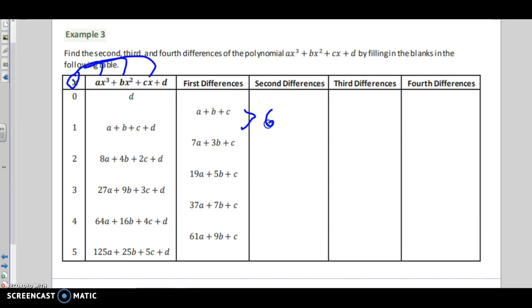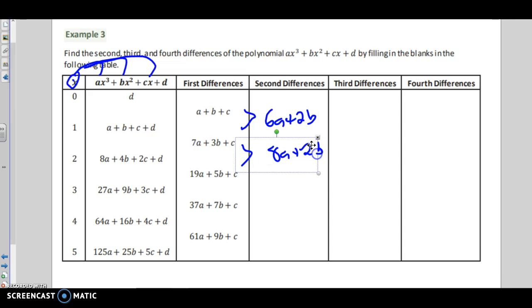I end up with 6a plus 2b, 8a plus 2b, 12a plus 2b, and then 18a plus 2b, and then finally 24a plus 2b. Still not constant, so let's go to the third difference.